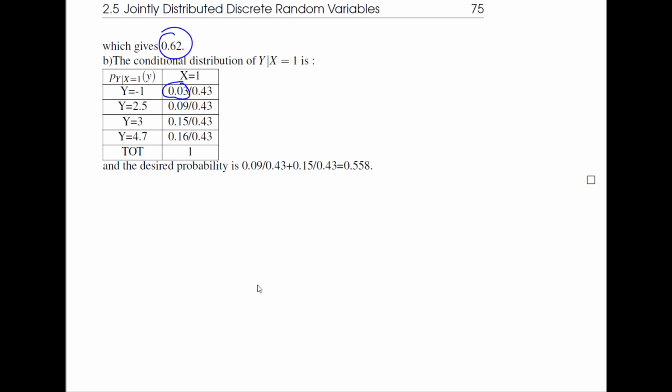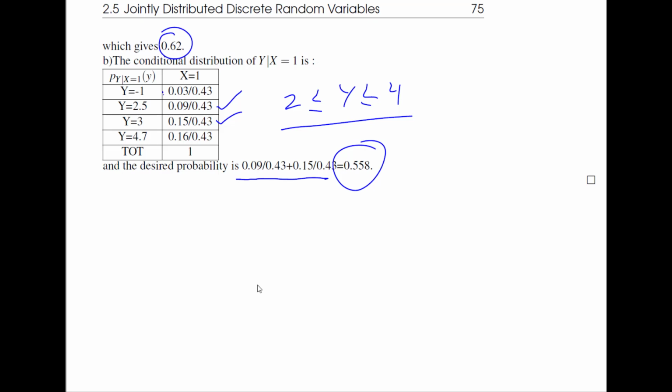Once you have that, the probability that 2 is less than y less than or equal to 4 is simply, you highlight the ones where this is true. So I guess this and this. So 0.9 plus 0.15 divided by 0.43, and that's going to be your answer.